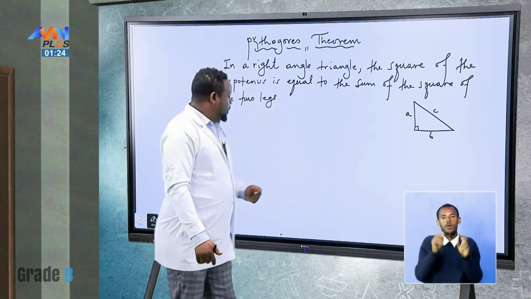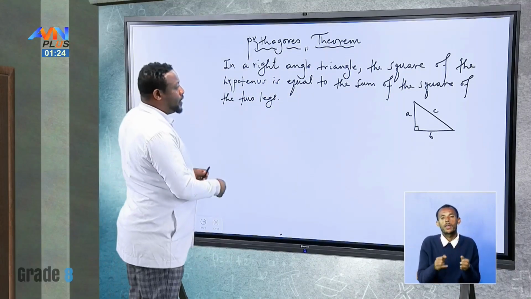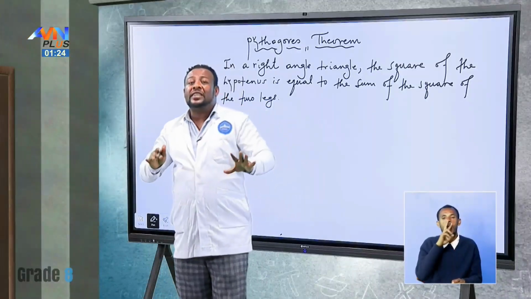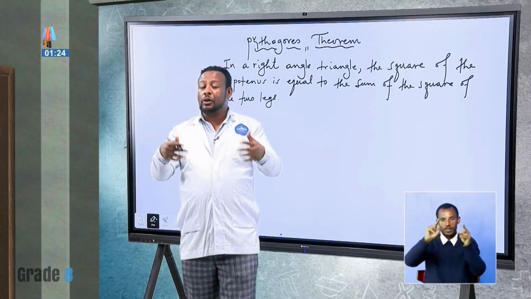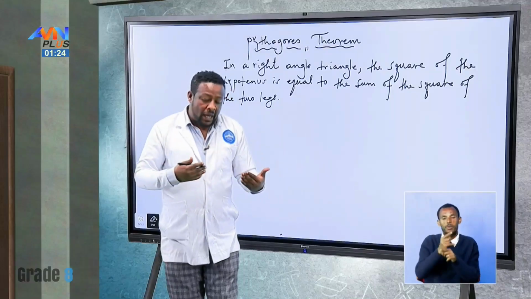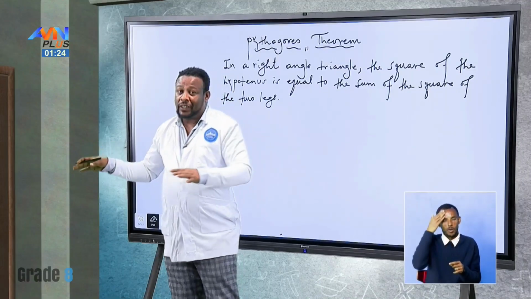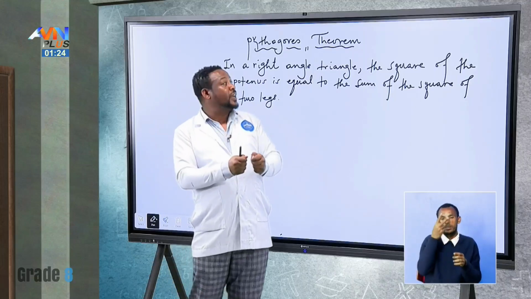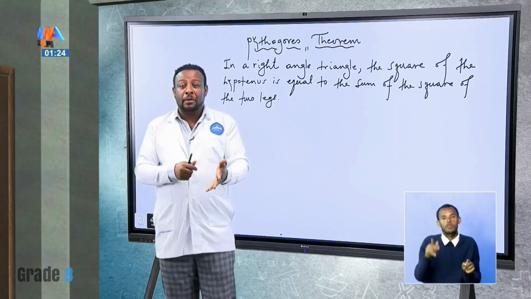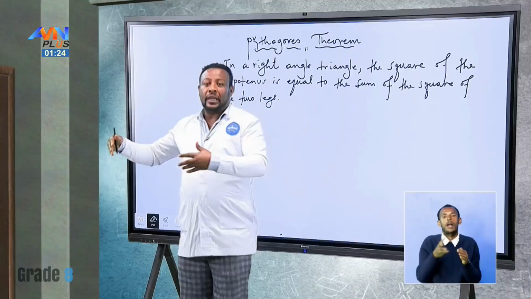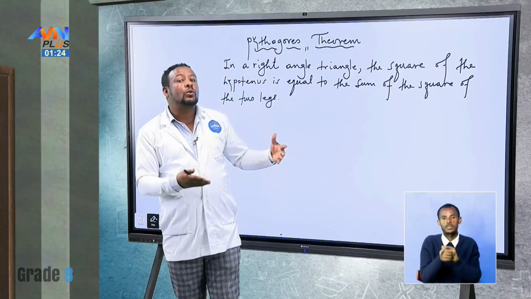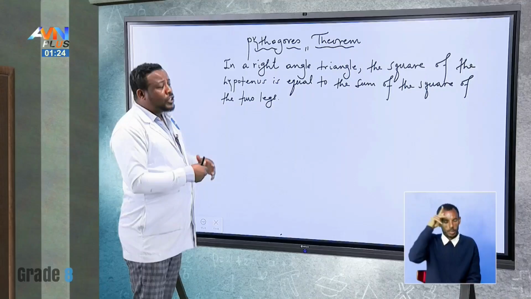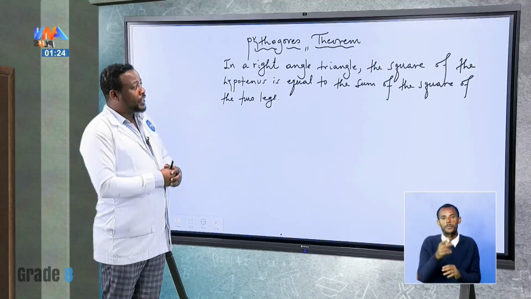Okay, so let's see the proof of this theorem. There are around 6 different ways of proving Pythagoras theorem, but we will not see all of them. I will stress 2 different ways of proving Pythagoras theorem. Then afterwards we will see examples that require the application of Pythagoras theorem. So let's see the proof, okay?